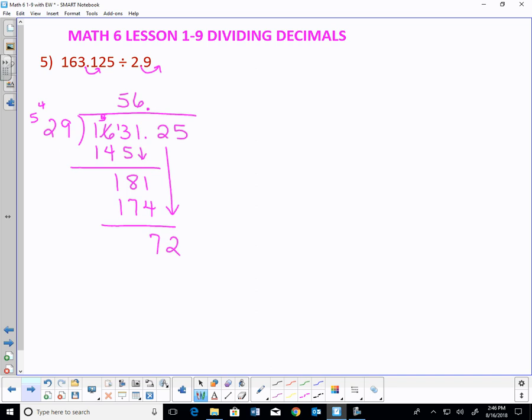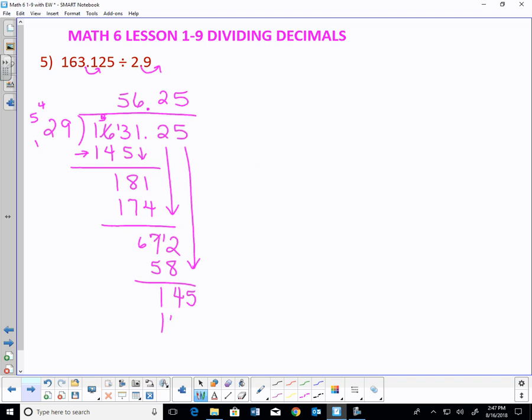2 times 9 is 18. 2 times 2 is 4, plus 1 is 5. 14. Bring down my 5. How many times will 29 go into 145, or 30 going into about 145? Think about it. 3 times 5 is 15, so I'm thinking 5 times. And if you look up here, see, 5 times 29 was 145, so I'm going to think 5 here. 5 times 29 was 145, so that's a 0.